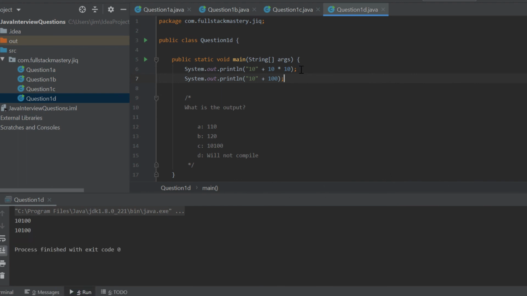Yep. So, all right. So that wraps up this interview question. You just have to know the order of operations. In this case, the multiply comes before the plus, right? It gets evaluated before the plus, and that is how you're going to be able to understand the output of these questions.